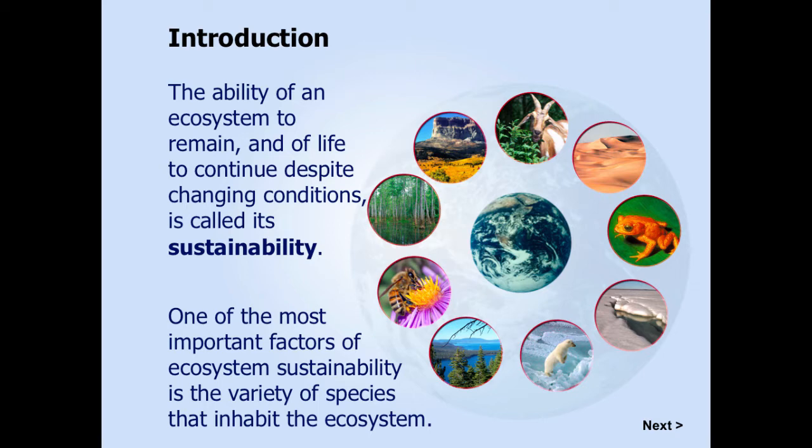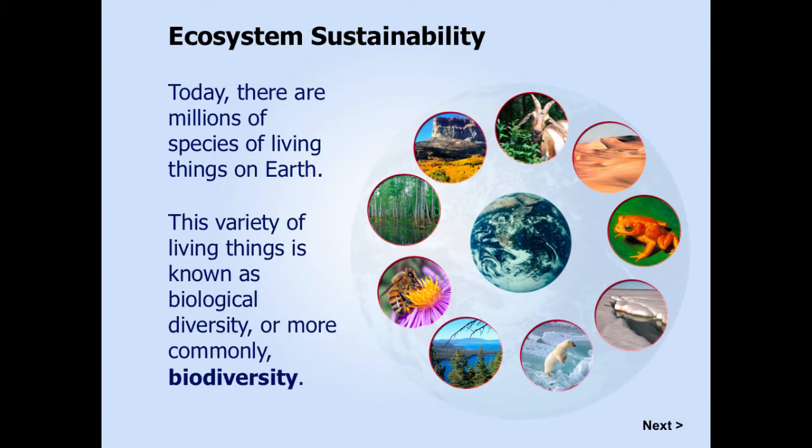One of the most important factors of ecosystem sustainability is the variety of species that inhabit the ecosystem. Today we know that there are millions of species that live on Earth. The variety of living things is known as biological diversity, or more commonly biodiversity. So definitely write down that definition. Biodiversity is the variety of living things on Earth. Bio means life, diversity means different, variety.